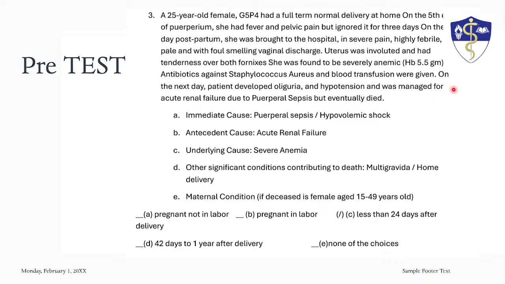Antibiotics against Staph aureus and blood transfusion were given. On the next day, the patient developed oliguria. Boom. We have renal failure already. Hypotension, and was managed for acute renal failure due to puerperal sepsis, but eventually died. This is their working diagnosis. Okay, but she died. Okay, very good.